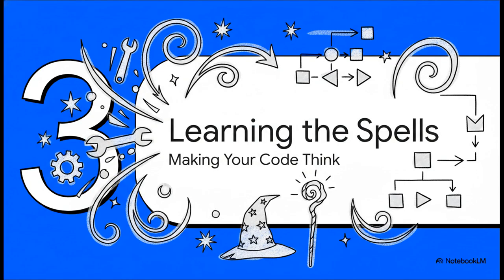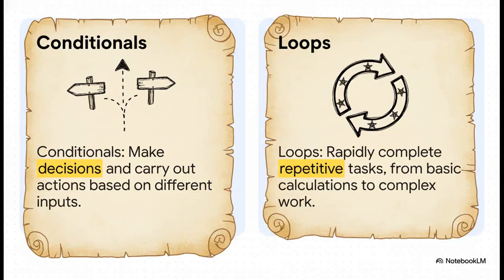All right, we've gathered our tools. Now for the really fun part, learning the spells. This is where we give our code some logic, the ability to make decisions. We turn it from just a list of instructions into something that can actually think. And the first two big spells you're going to learn are conditionals and loops. Conditionals are all about making decisions, like if the user is logged in, then show their profile picture. Easy. And loops, they're all about repetition. For every item in the shopping cart, display its price. One's for choosing a path, the other's for putting tasks on autopilot.